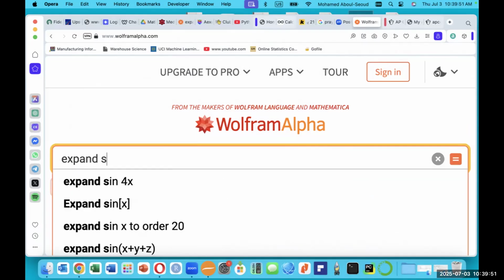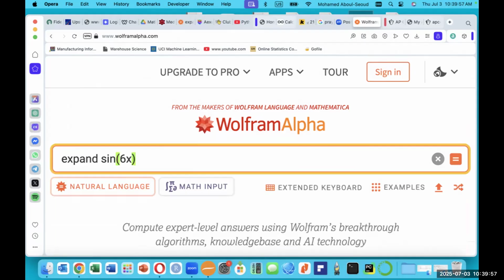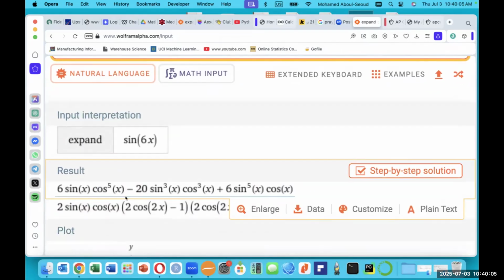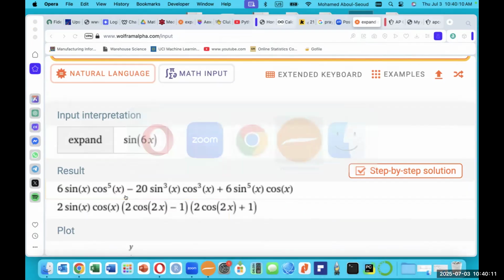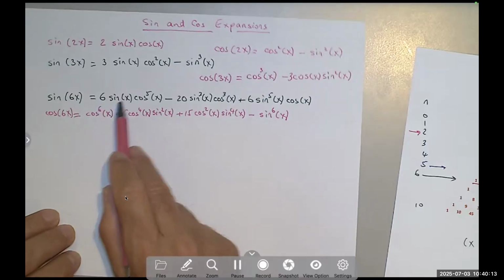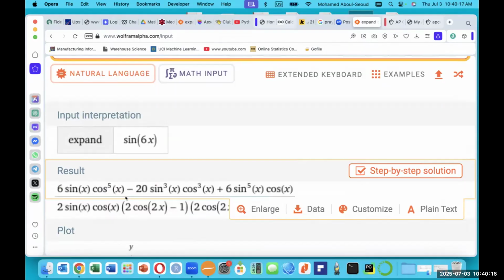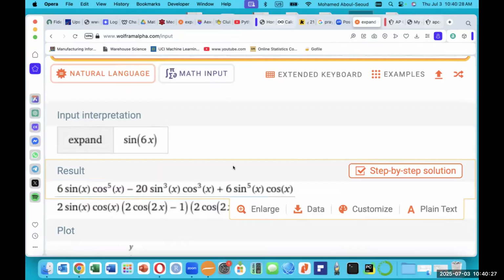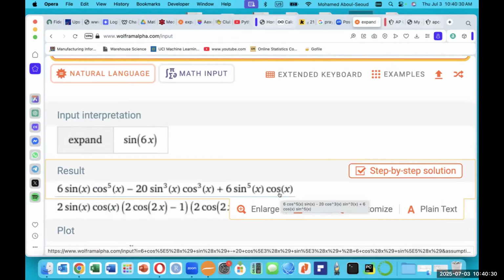let's say sine of 6x. One of them should be what we are looking for. Oh, it's the first one. I want you to look at the first entry. 6 sine x cosine to the fifth, minus 20 sine cube cosine cube, plus 6 sine to the fifth cosine.